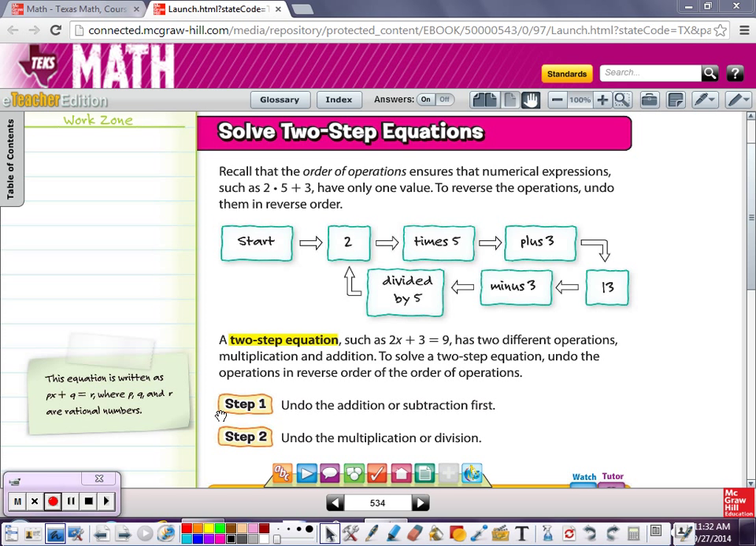There are two main rules for working with two-step equations and solving them. The first one is undo the addition or subtraction first. The second rule is undo the multiplication or division second. This will become more obvious when we start doing some of these examples, so let's go ahead and just jump right into it, shall we?